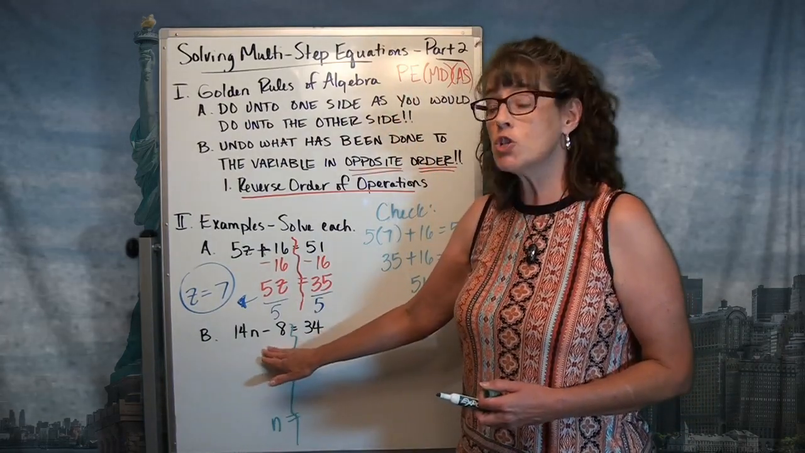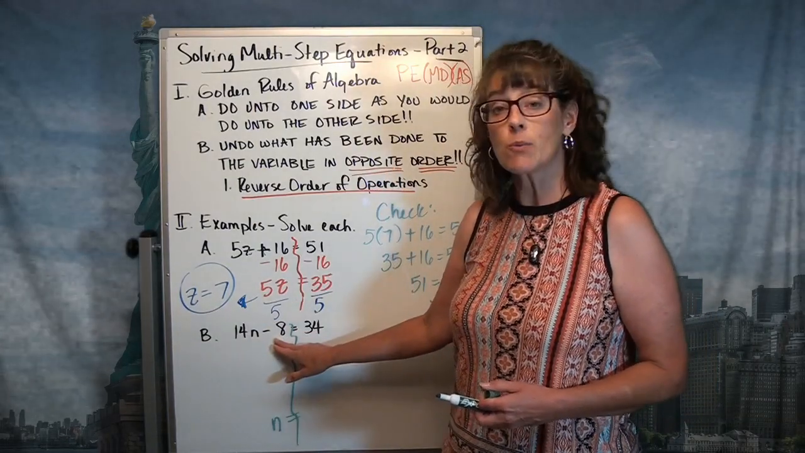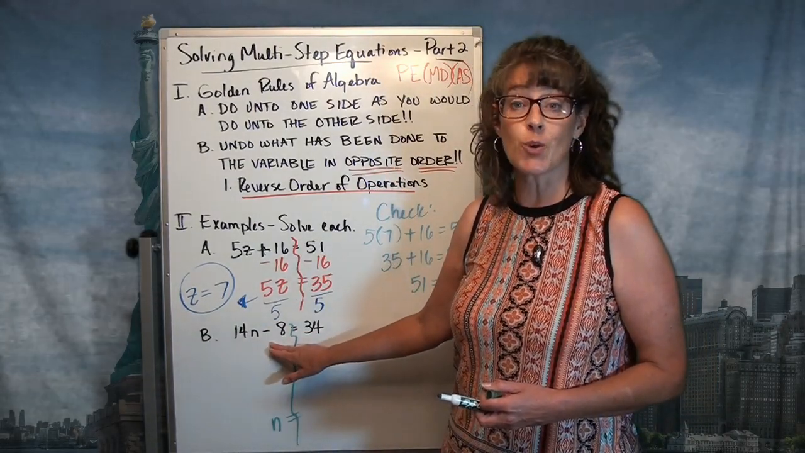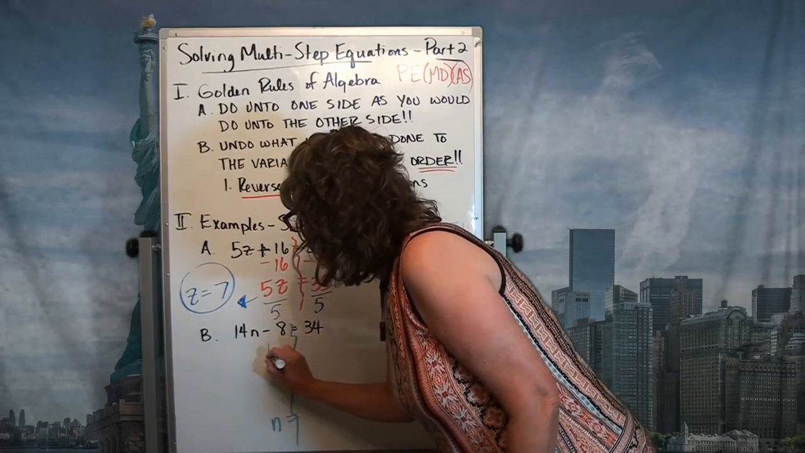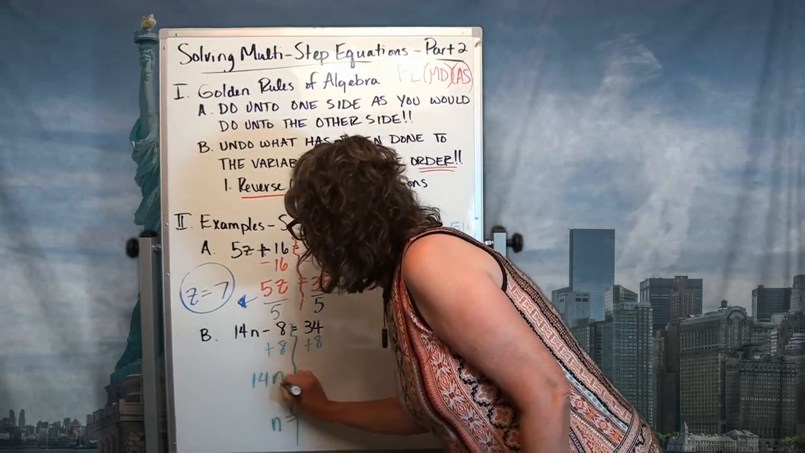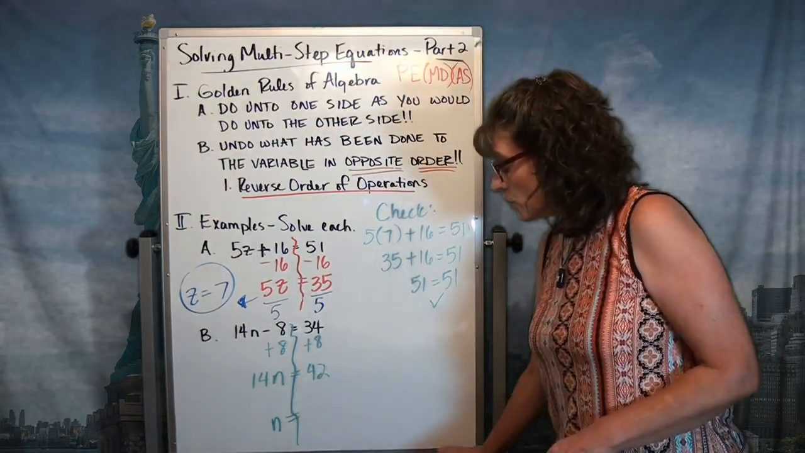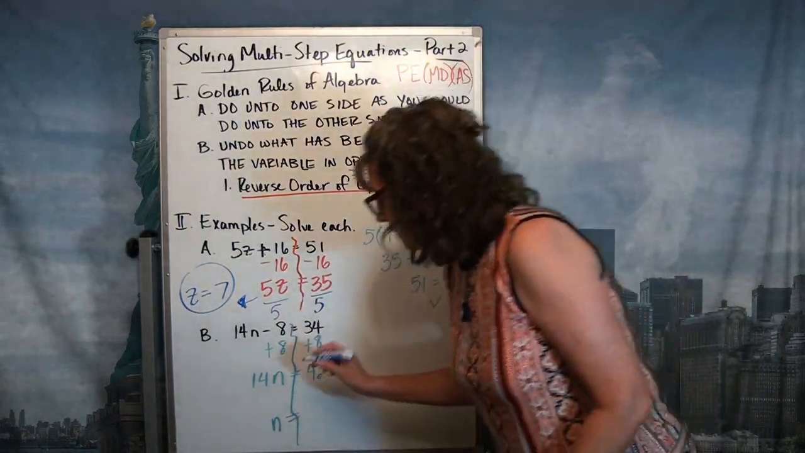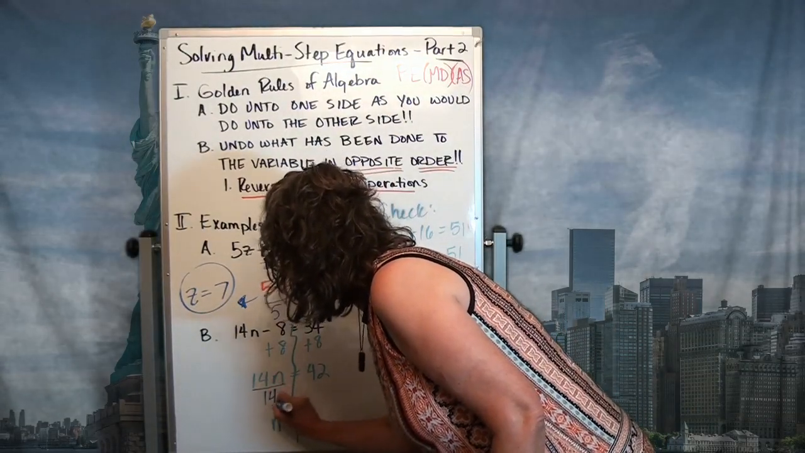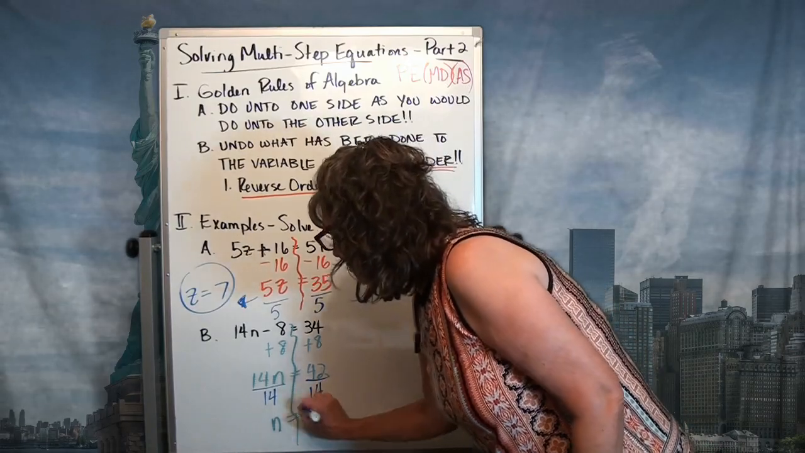So I'm going to undo what's been done to the variable in opposite order. The last thing we said was subtract 8. That's the first thing we're going to undo. And to undo subtracting 8, we're going to add 8. So that gives me 14n, and on this side I get a 42. Now, in order to get that n by itself, that's easy. I'm just going to divide by 14. 42 divided by 14 is a 3.